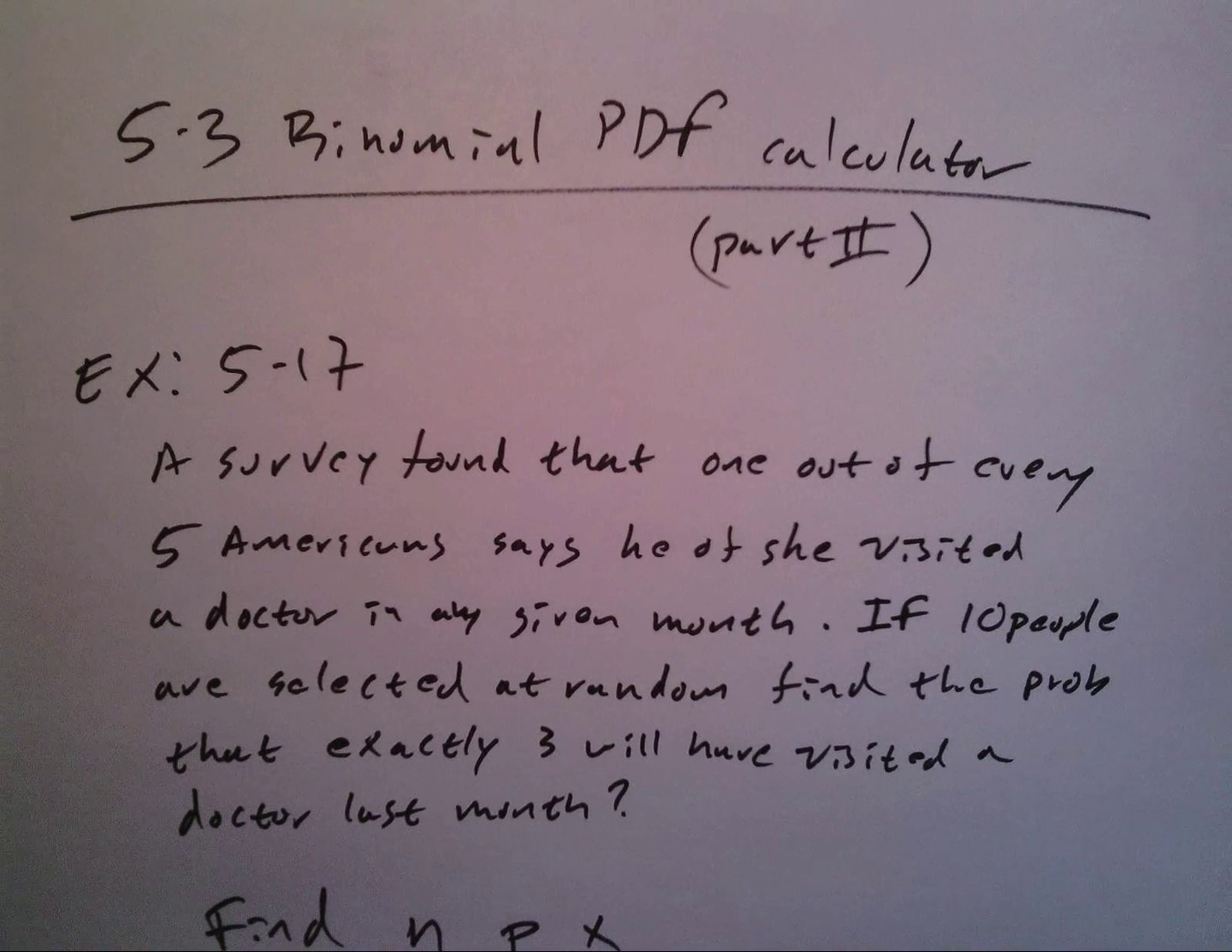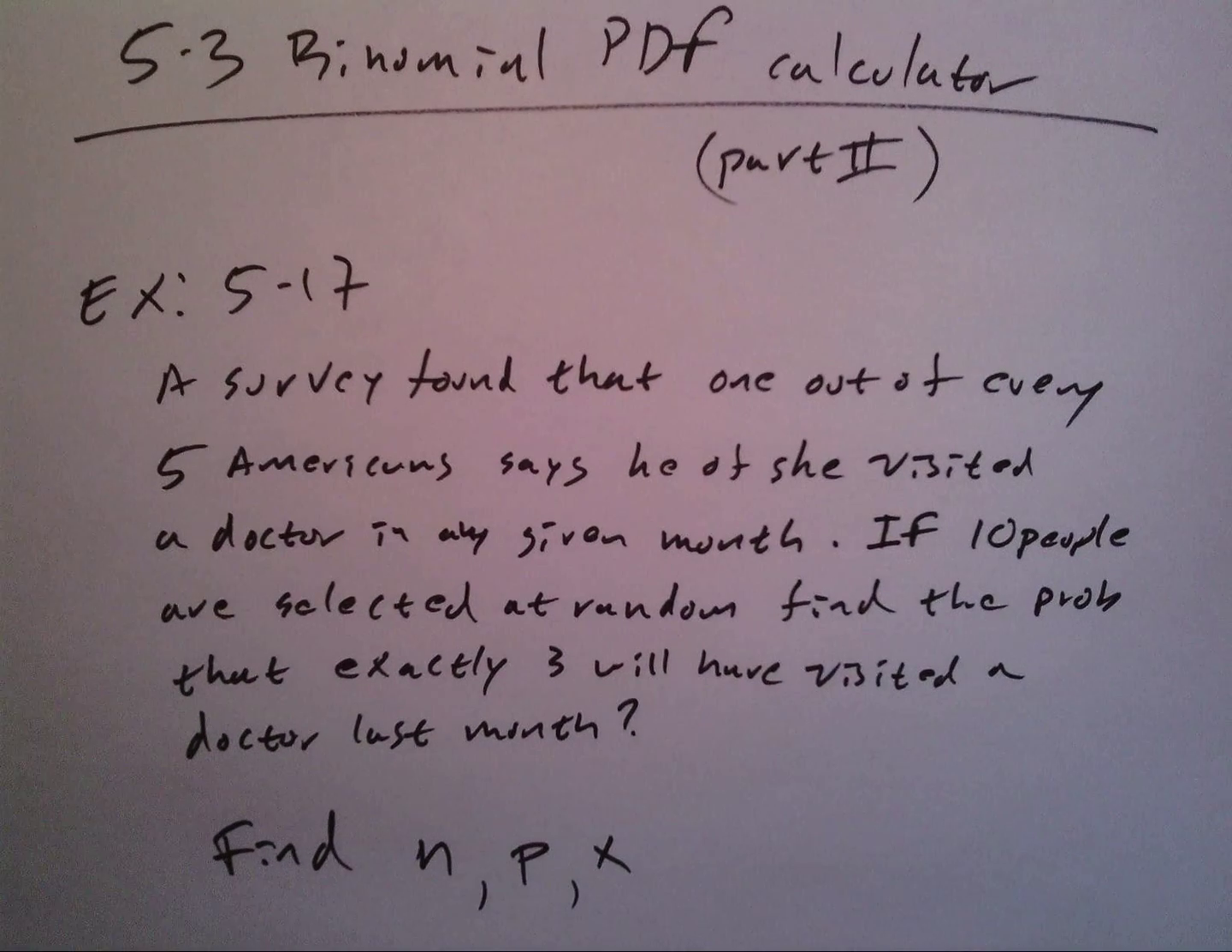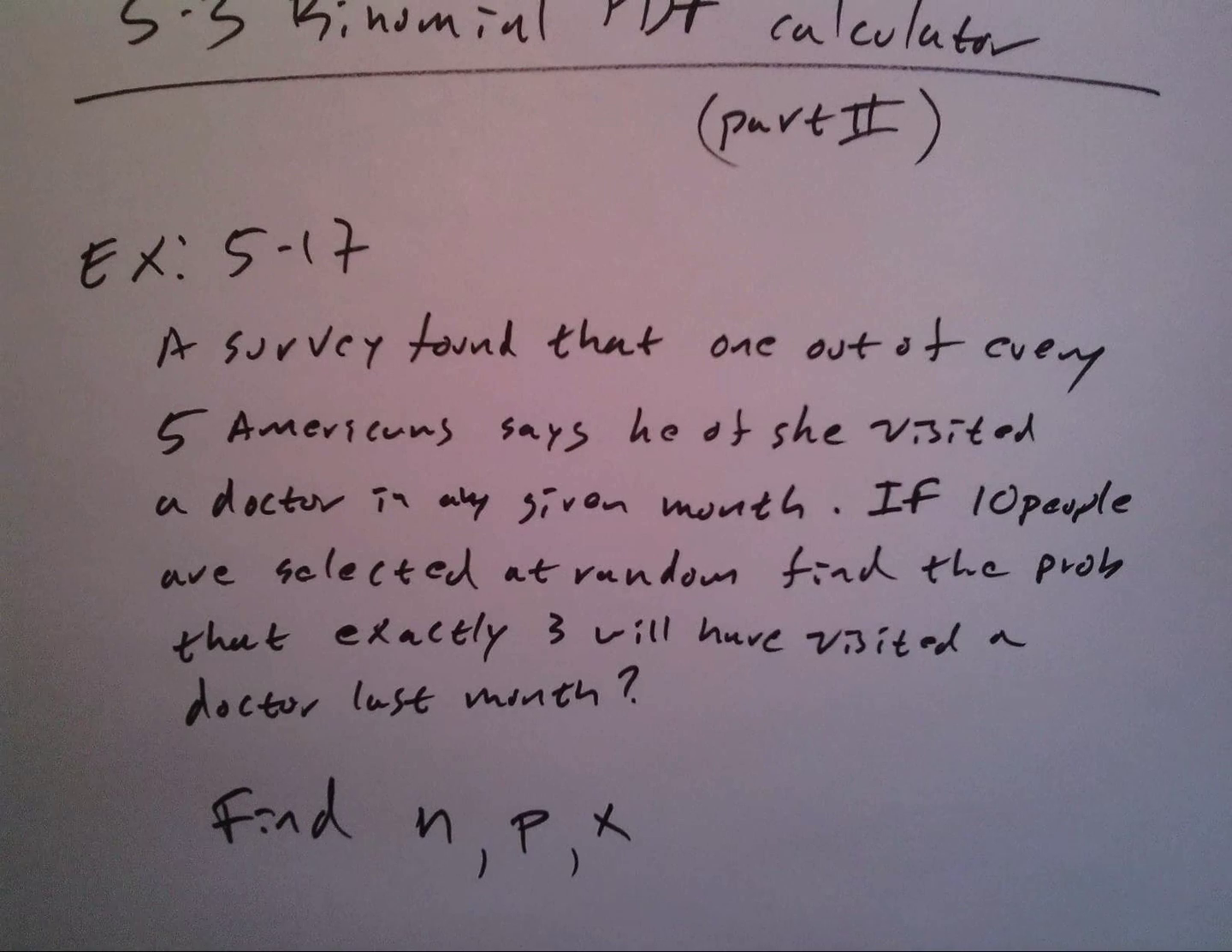A survey found that 1 out of every 5 Americans says he or she visited a doctor in any given month. If 10 people are selected at random, find the probability that exactly 3 will have visited a doctor last month. Now, in order to do a binomial PDF on the calculator, we need to find 3 things.